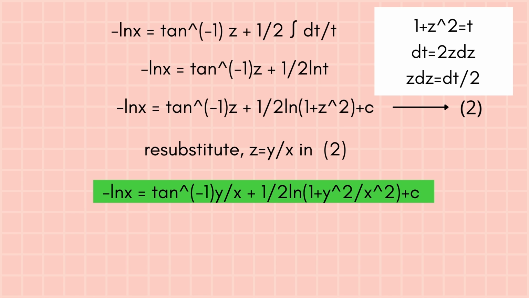Resubstituting z is equal to y upon x in equation 2, we get our general solution, that is minus ln x is equal to tan inverse y upon x plus half ln 1 plus y square upon x square plus c.